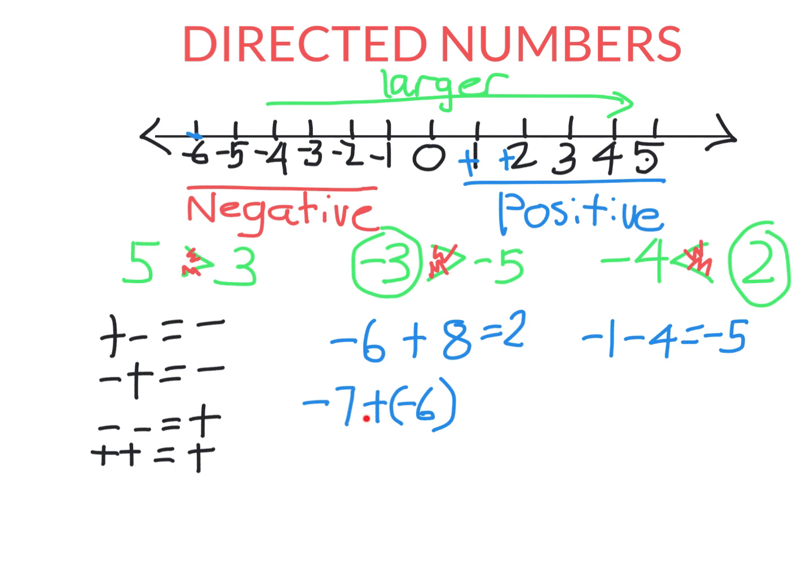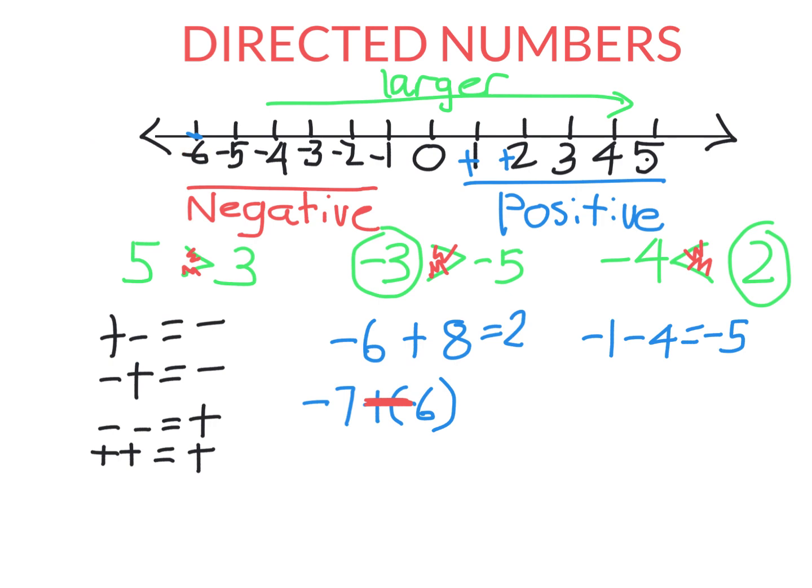So here I have a plus and a minus sign next to each other. These rules tell us what to do with that. When you have a plus and minus next to each other, replace it with a minus. So it doesn't matter that there's a bracket in between. This just becomes -7 subtract 6. So we start at -7 and go 6 to the left.